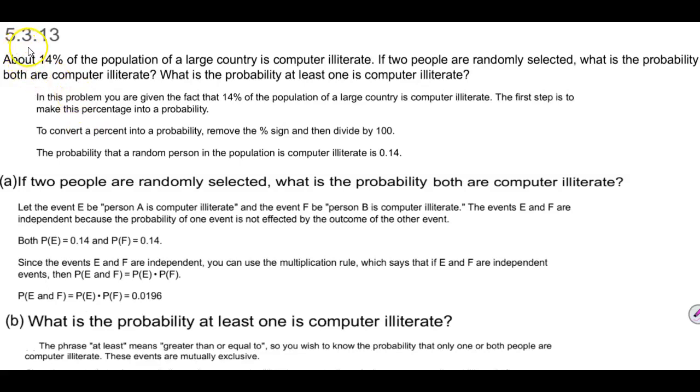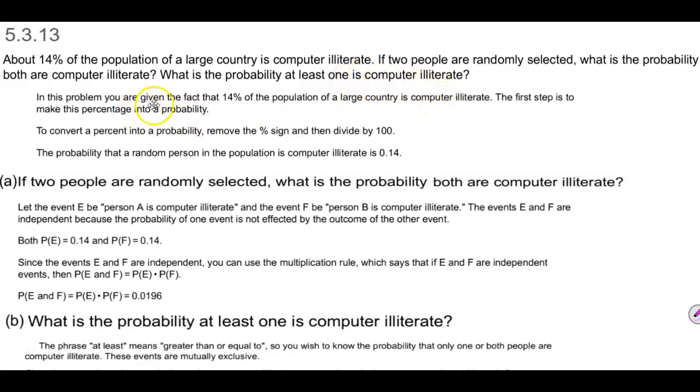Okay, now in section 5.3.13, the question states that about 14% of the population of a large country is computer illiterate. If two people are randomly selected, what is the probability that both are computer illiterate? And what is the probability at least one is computer illiterate?